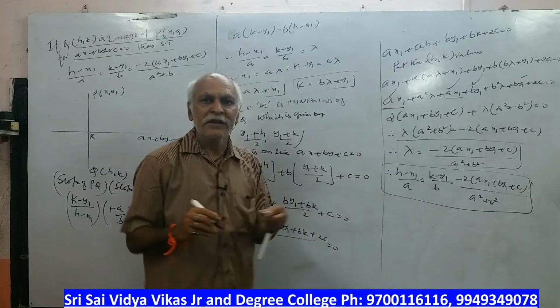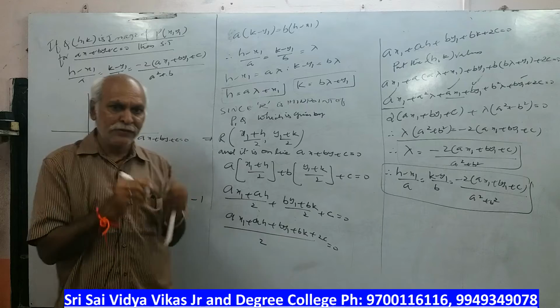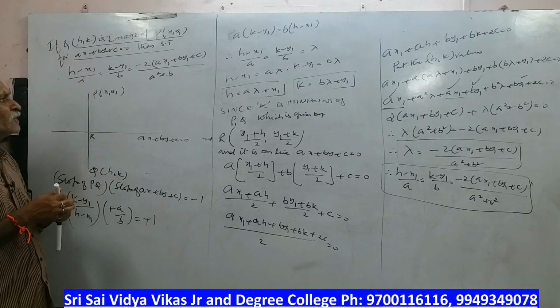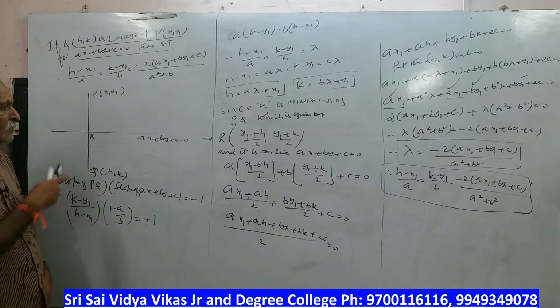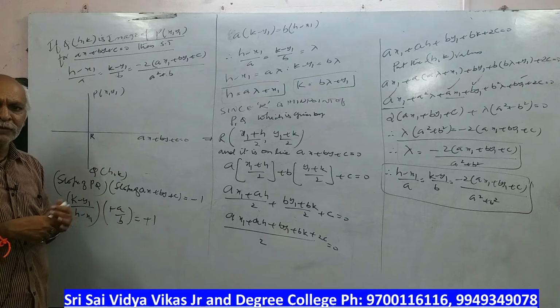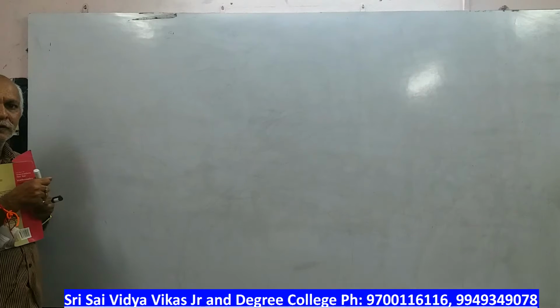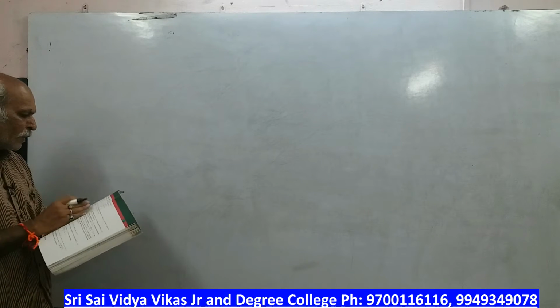So here it is called the image proof. One is the foot of the perpendicular, the other one is the image. Many times it has been given for 7 marks in the final examination. Please go through it. If you have any doubts, you can put them in the group and get them clarified. Now based on these 2 proofs, we will do some problems.